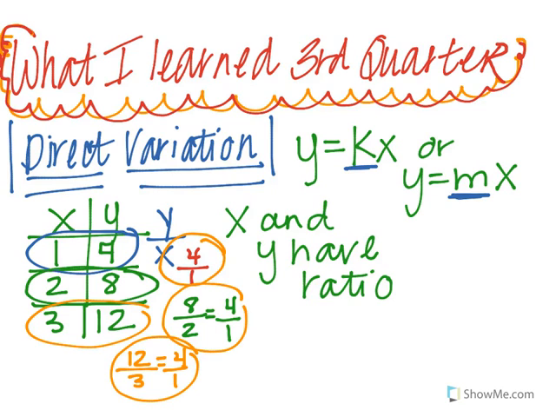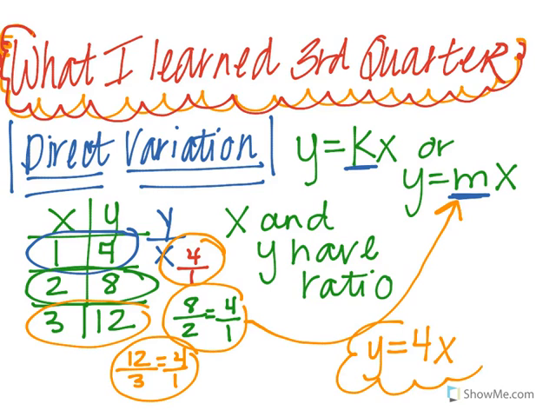So if we write an equation based off of this, that 4 over 1 is going to be what we put for m or for k. So our equation for this particular table would be y equals 4x. And this is directly related.